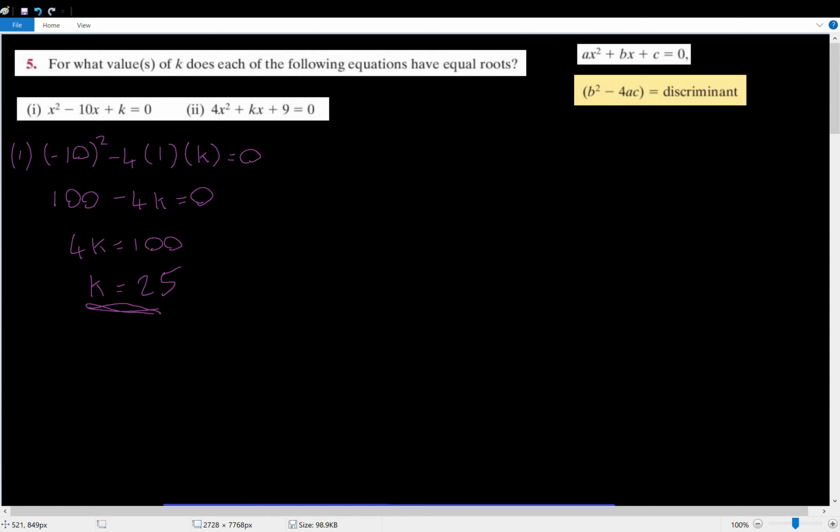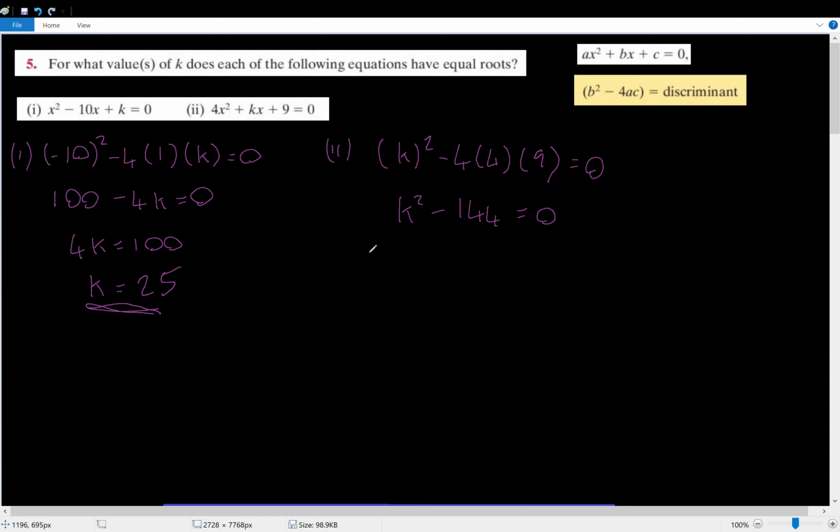Alright, now let's have a look at part 2. In part 2, our discriminant is going to be k squared minus 4 times 4 times 9, and that's going to be equal to 0 because we want to have equal roots. So from that we're going to get k squared minus 144.